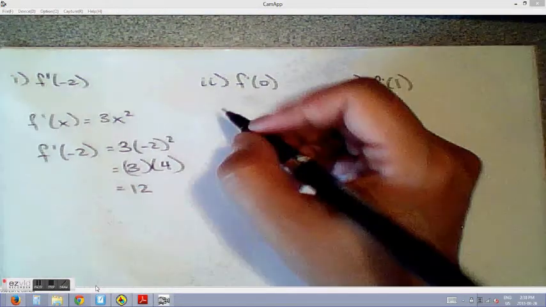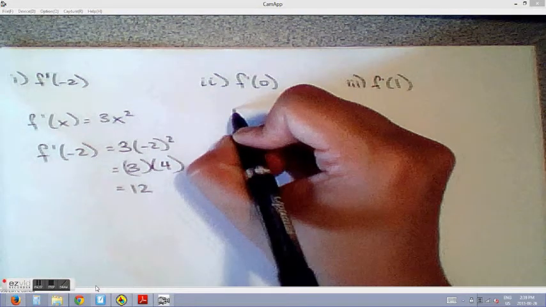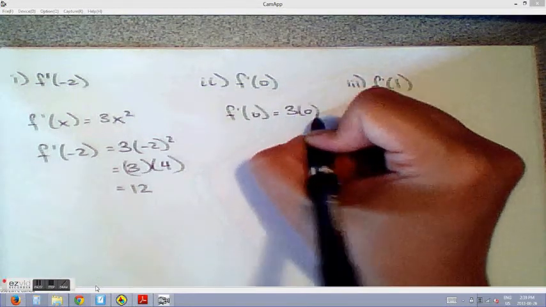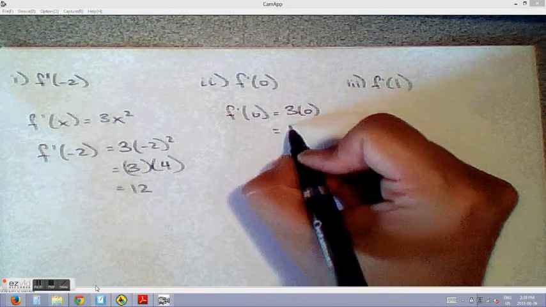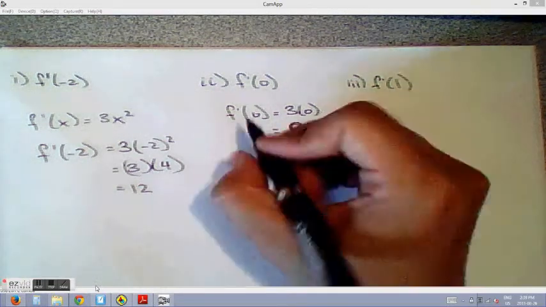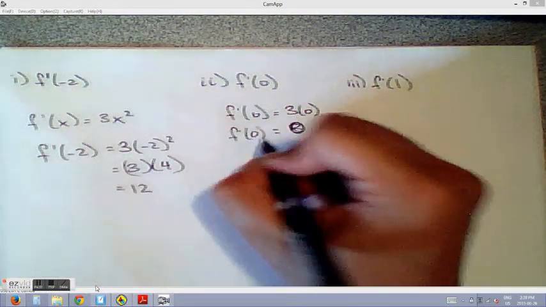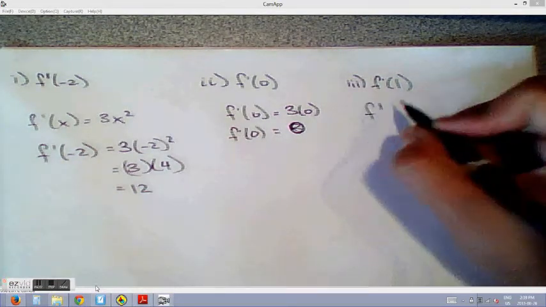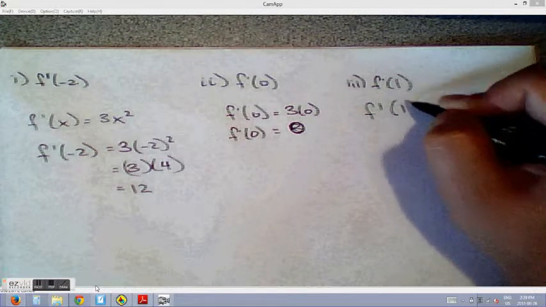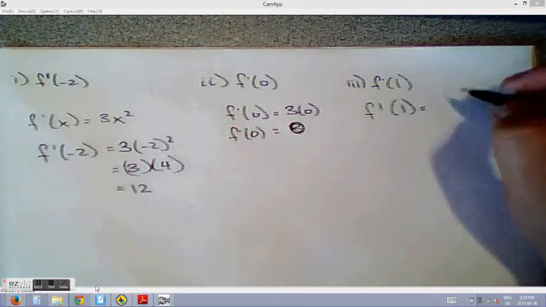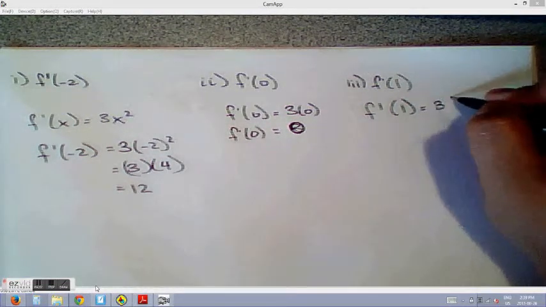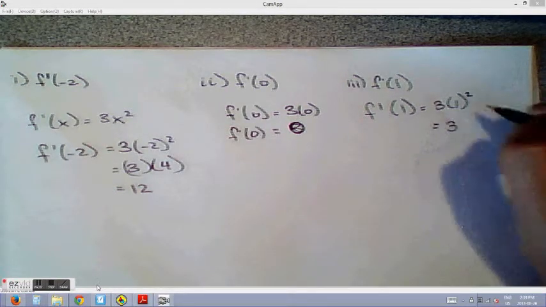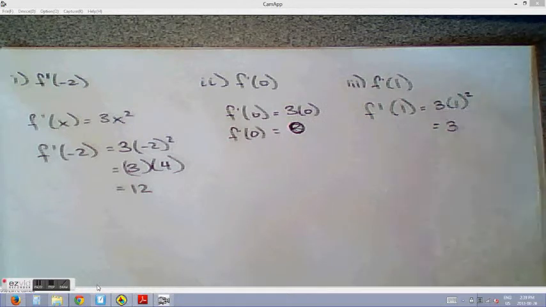We'll do the same with the next one. f'(0) is equal to 3 times 0, and then we're just left with 0. So f'(0) is 0. Part 3 we'll do the same thing, so maybe you can try this on your own as well. Freeze the video if you'd like, or go back to see if you've got the right answer. And it's just 3.